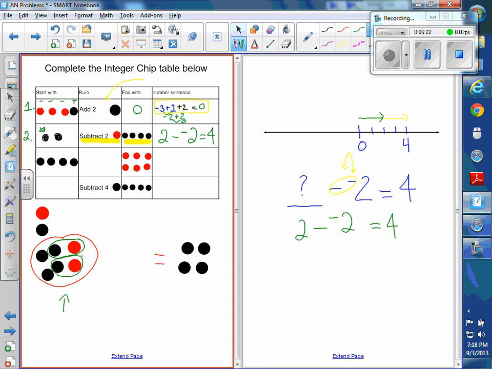So on that problem, you have either the integer chip way, like on the left-hand side of the screen here, or the number line way on the right-hand side of the screen. Let's look at problem 3 here. You have 4 positives. You have to do something right here to end up with 6 negatives. So we know we have 4 positives. You have to do something to end up with 6 negatives.